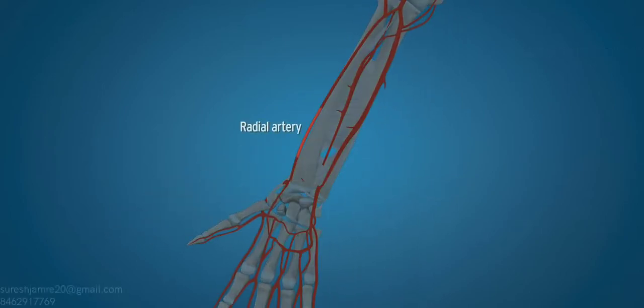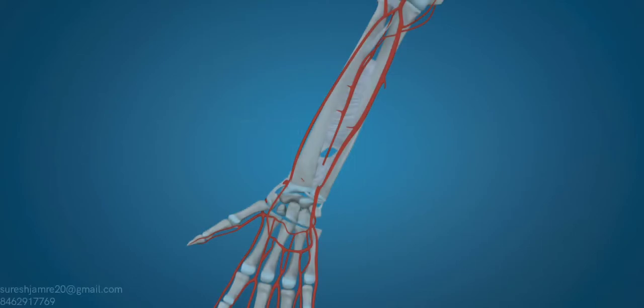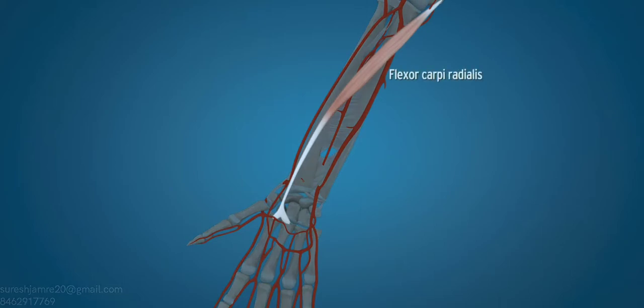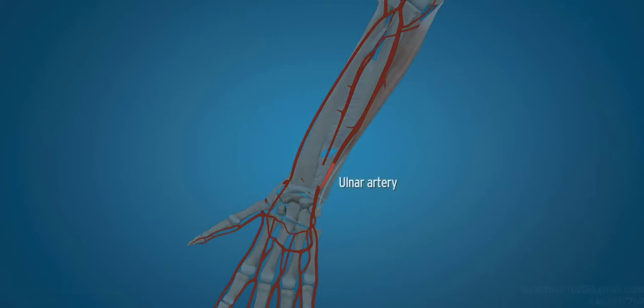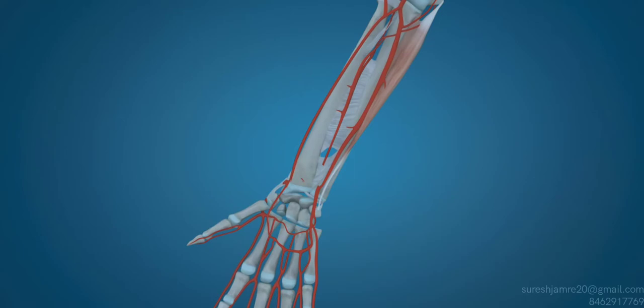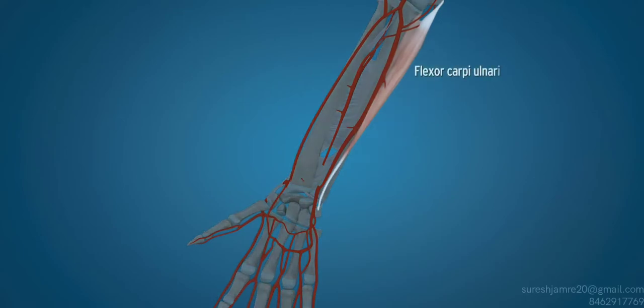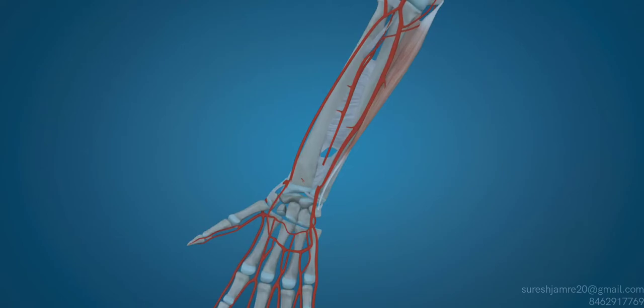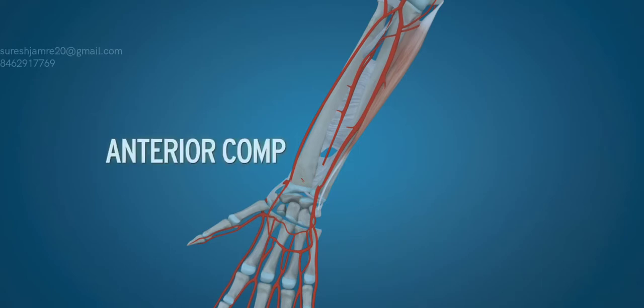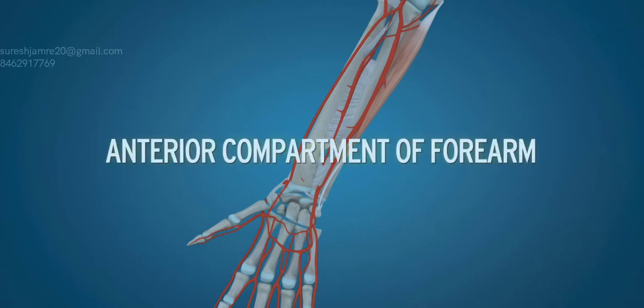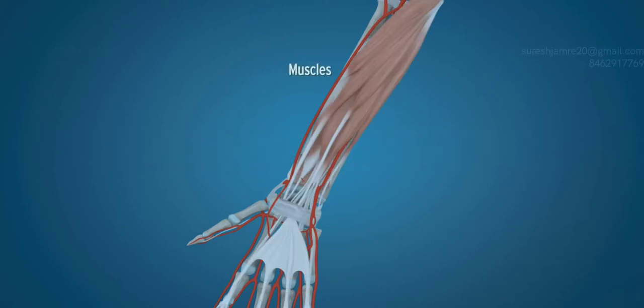Radial artery pulsation can be felt at the lower part of radius, lateral to the tendon of the flexor carpi radialis. Ulnar artery pulsation can be felt lateral to the insertion of the flexor carpi ulnaris. Palpating radial artery is much easier when compared to palpating ulnar artery. The anterior compartment of the forearm, also known as flexor compartment, contains muscles, nerves, vessels.